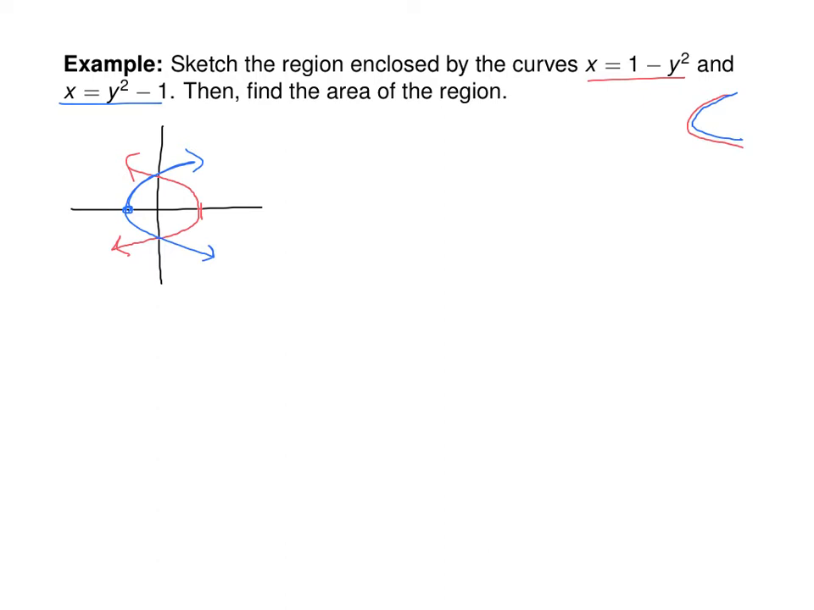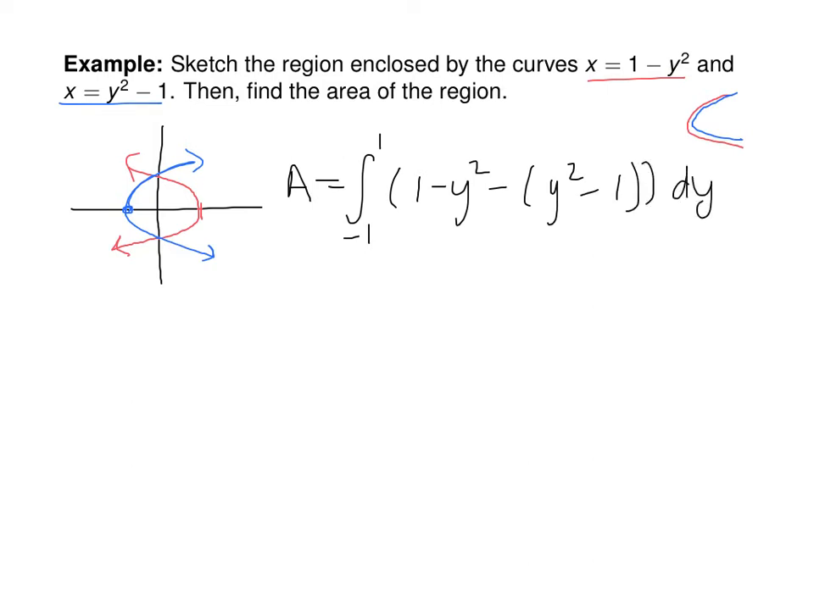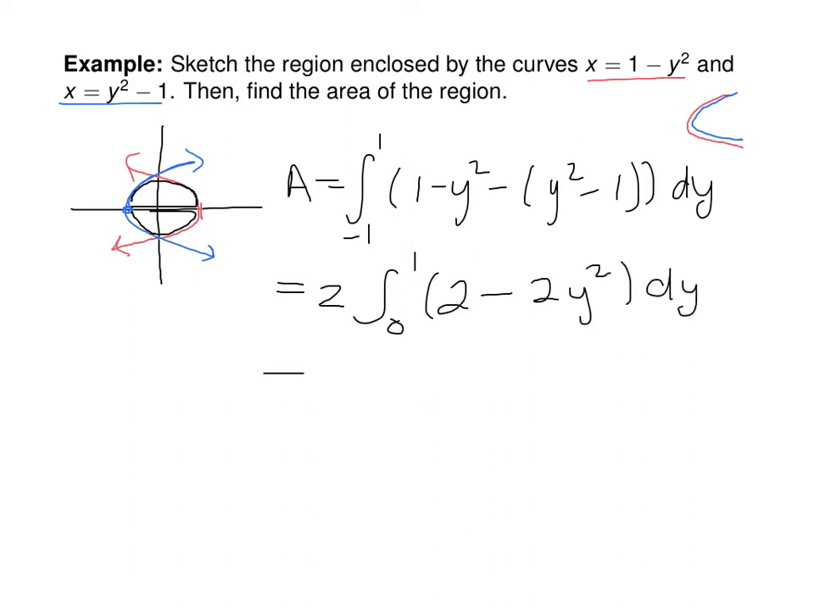Now the area is given as an integral from -1 to 1. The upper curve is the red curve, so 1 minus y squared, minus the lower curve, y squared minus 1, dy. And let's use some symmetry, because this area is the same as that area. I can find twice the integral from 0 to 1. And combining like terms, we'll have 2 minus 2y squared dy, at which point you could factor out a 2 and make that 4 times the integral from 0 to 1 of 1 minus y squared dy. And when you work that all out, you should get 8/3.